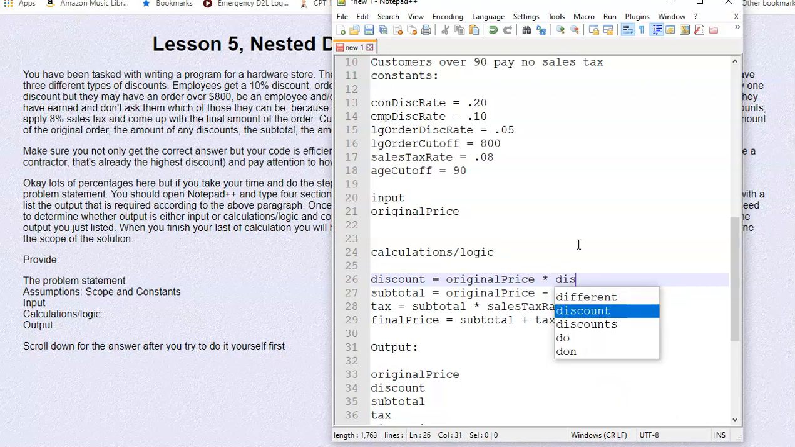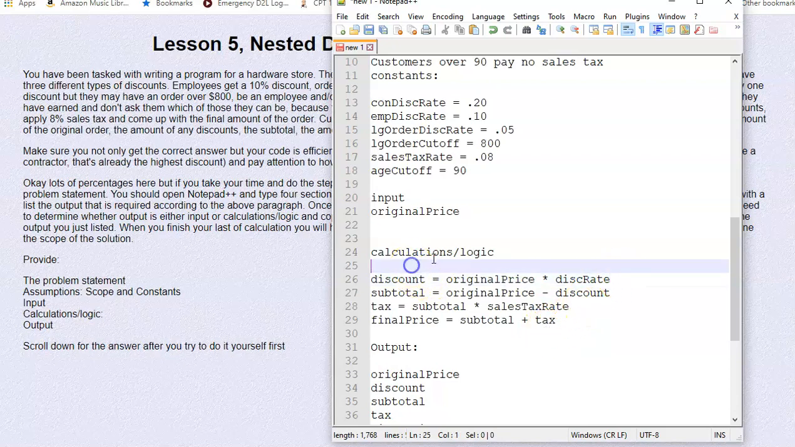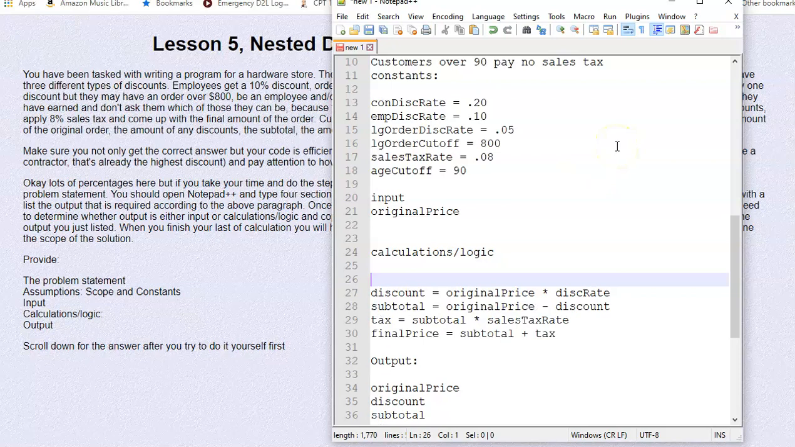So we can see that we have a bunch of discounts. So we're going to call this disc rate. And one of these discount rates is what the disc rate is going to be. So now that we've gotten all this math out of the way, the only thing we really have to figure out is the disc rate. And the disc rate is based upon certain things. And you can see that we have a disc rate of 20%, 10%, and 5%. So which should we find first?